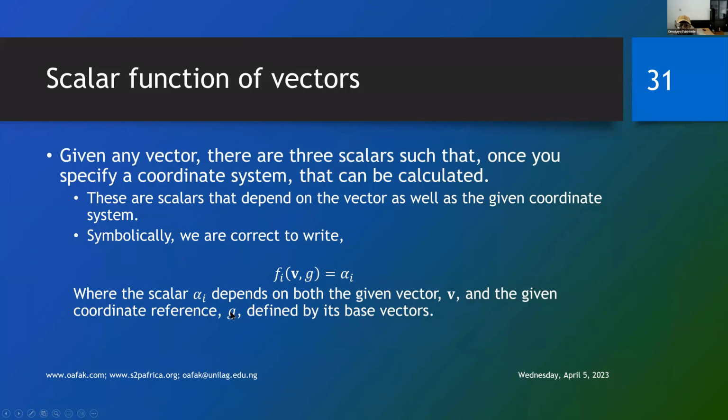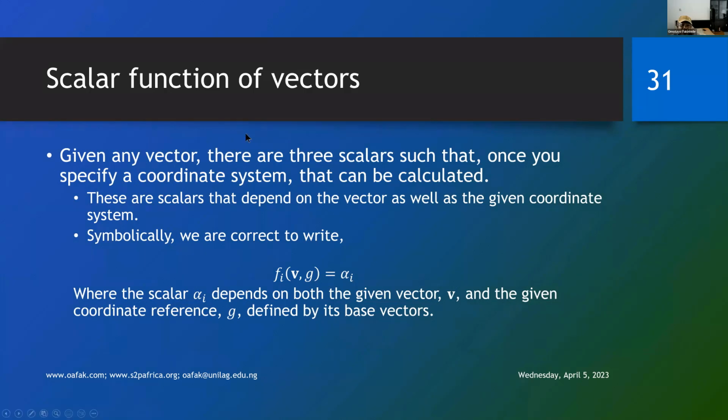G is defined by the base vector. So the coordinate reference is defined by its base vector. Instead of G here, we could have put e1, e2, e3, which are the things that specify the base if you are looking at an orthonormal Cartesian basis. So alpha i depends on v and on e1, e2, e3. So we can have a scalar function.